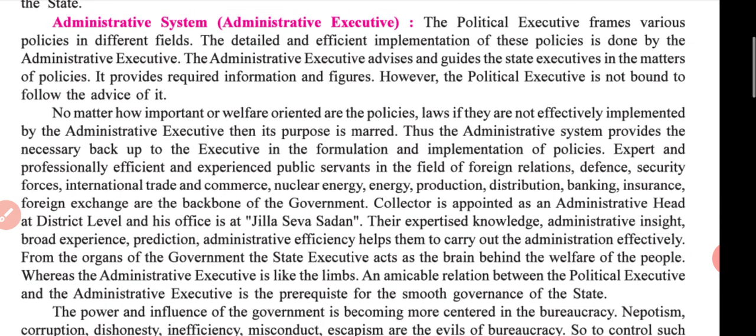Administrative system. The political executive frames various policies in different fields. The detailed and efficient implementation of these policies is done by the administrative executive.